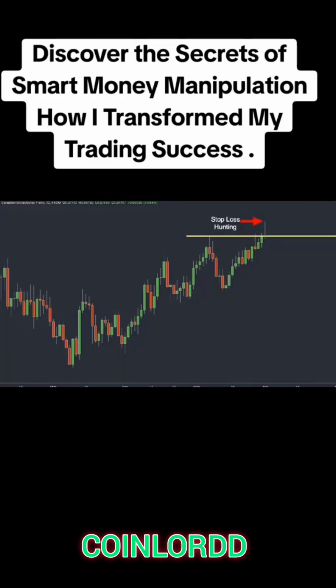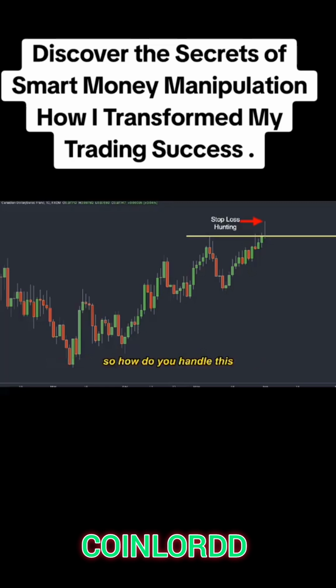Frustrating, right? This is another example of stop loss hunting. This is when market makers push the price just above the resistance level to trigger stop losses of traders who are short. It's their way of clearing out positions before the market moves in the anticipated direction. It can be annoying, but it's important to stay calm and not let it shake you out.